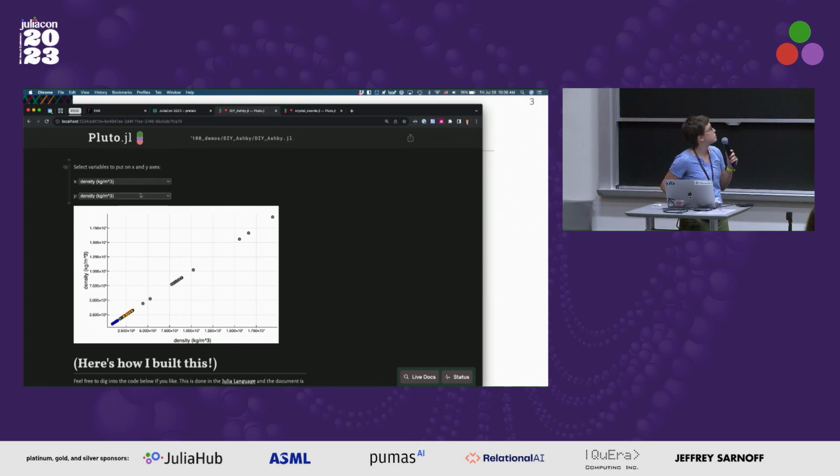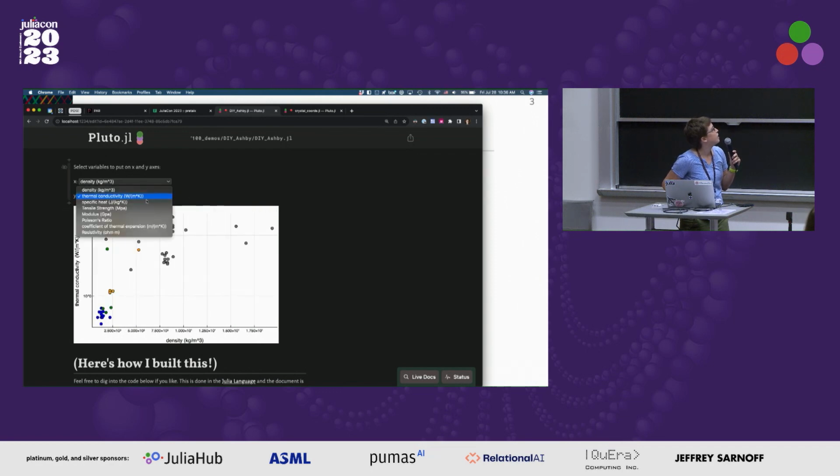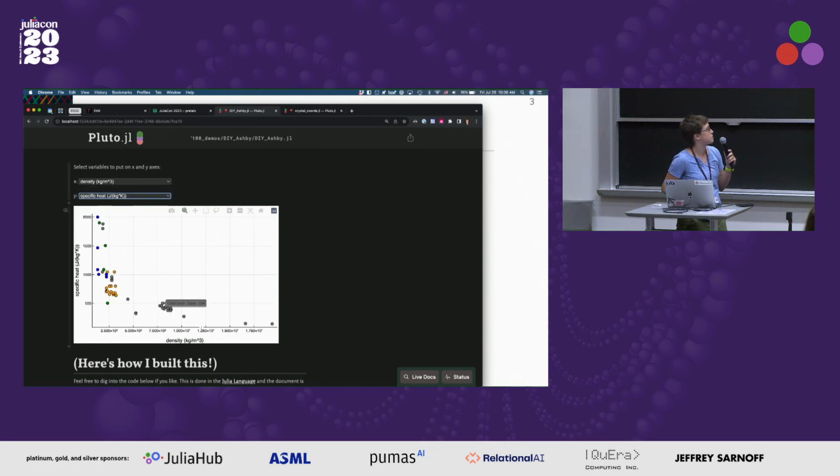So, okay, we have density on the x-axis, let's put something else on the y-axis. We can try thermal conductivity. Okay, that's kind of interesting. Maybe specific heat, what happens there? Oh, that's kind of interesting. You see a sort of Pareto thing, and of course we get these nice little tooltips, and I set some colors by material class.